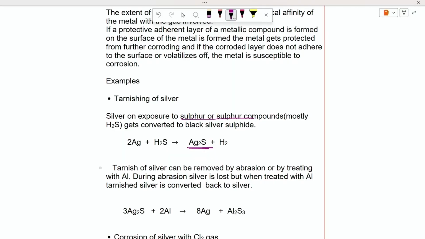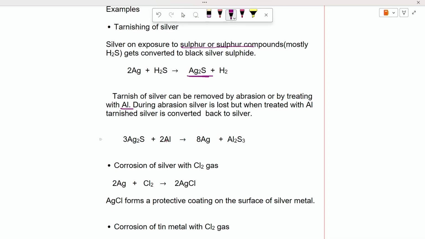How? You can rub with some abrasive material, so that the silver sulfide is removed from the surface. Or you can treat it with aluminum. When we treat with aluminum, aluminum being more reactive than silver, it takes up the sulfide ions from silver, and silver is left free. The reaction goes on like this: Ag2S combines with aluminum to form metallic silver, and aluminum gets converted into aluminum sulfide.